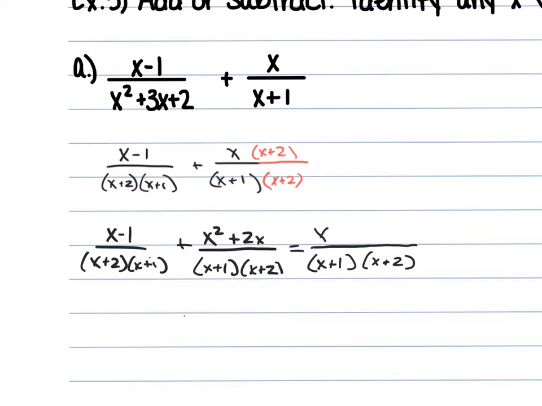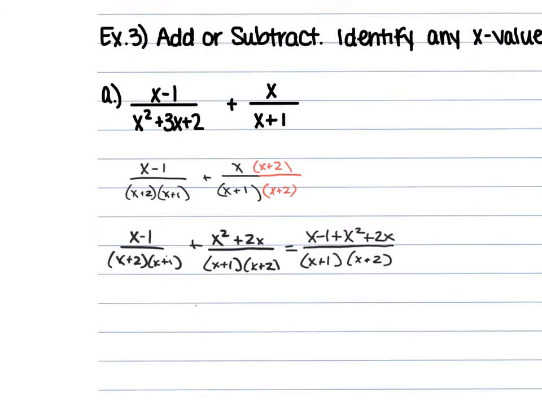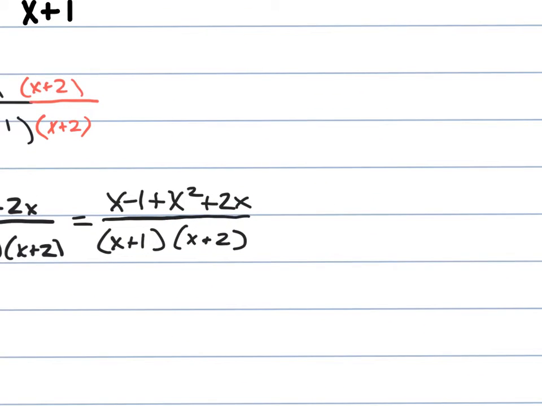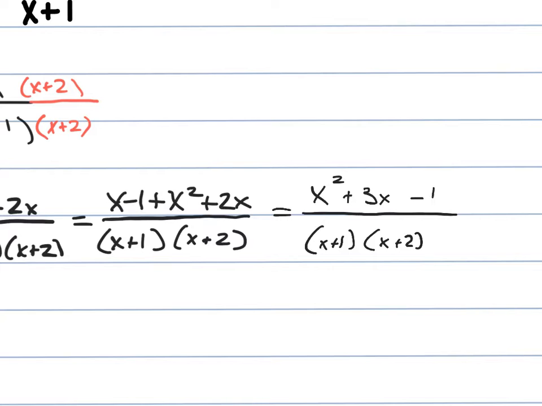In the top, we've got x minus 1 plus x squared plus 2x, which becomes what? X squared plus 3x minus 1.